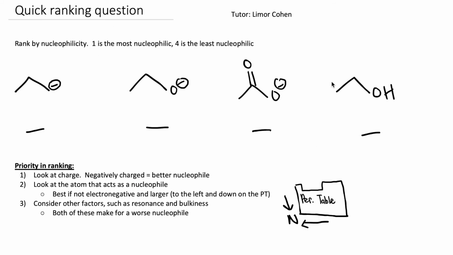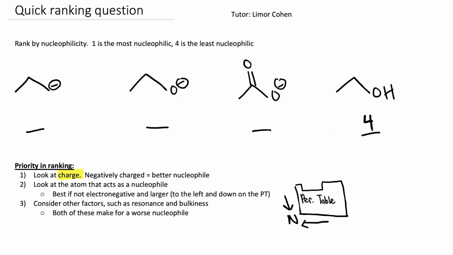So say we were given a question in which we had to rank these molecules by their nucleophilicity, with number 1 being the strongest nucleophile. When we are approaching these problems, we want to keep in mind that the first thing we have to look at is whether or not these nucleophiles are charged. Charged nucleophiles are always going to be stronger than uncharged ones. So looking at all these molecules, this one on the way right here is the only one that's not charged, so I'm going to rank it number 4.